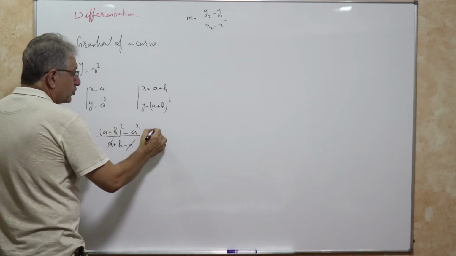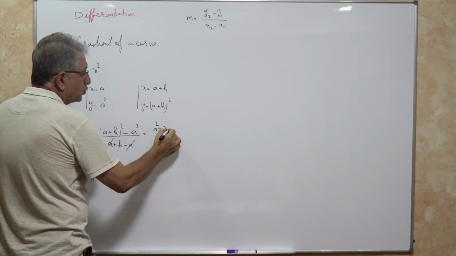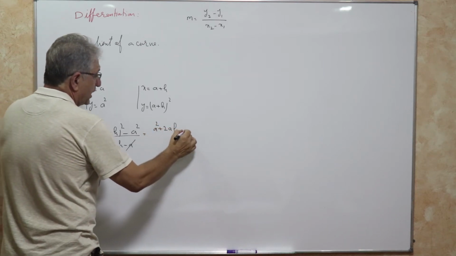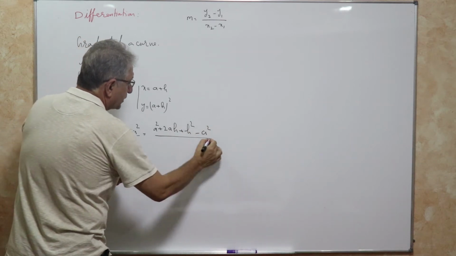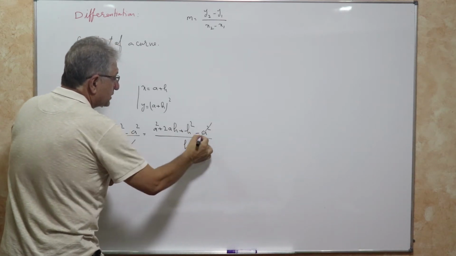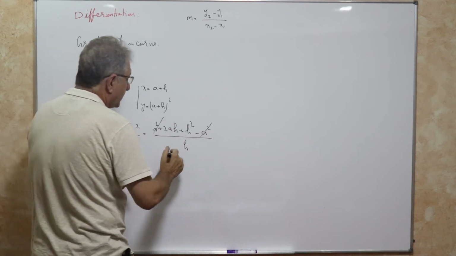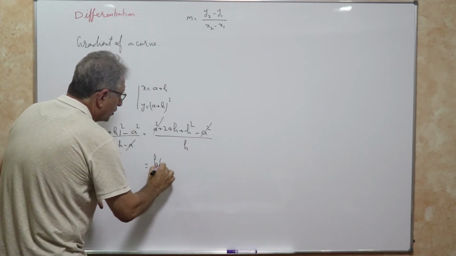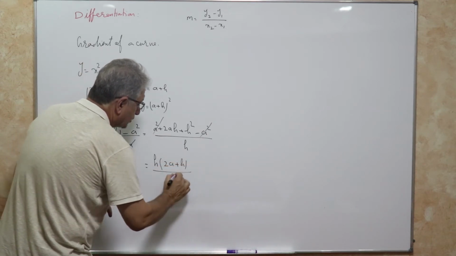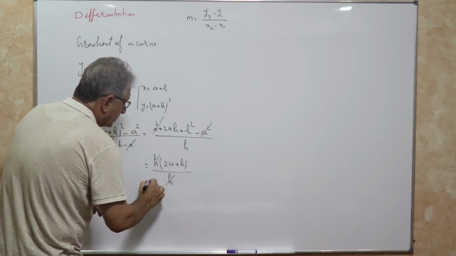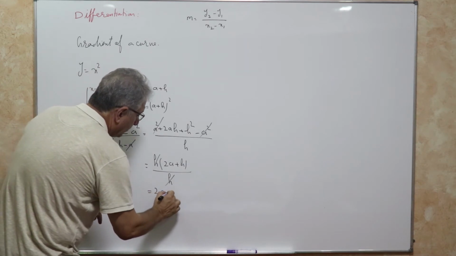Expand this, you are going to get a squared plus 2ah plus h squared minus a squared divided by h. Cancel these two. Now you can factorize h from the numerator. You are going to get h times 2a plus h divided by h. This cancels this. You are going to get 2a plus h.